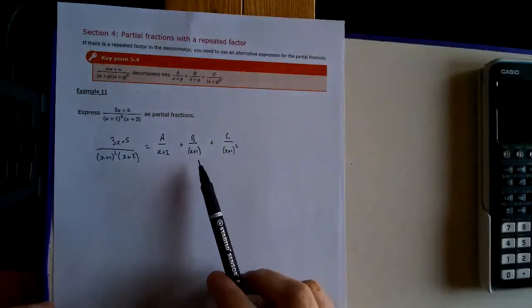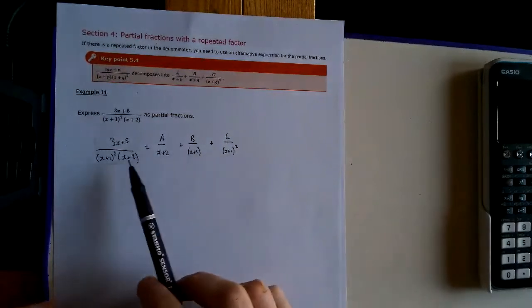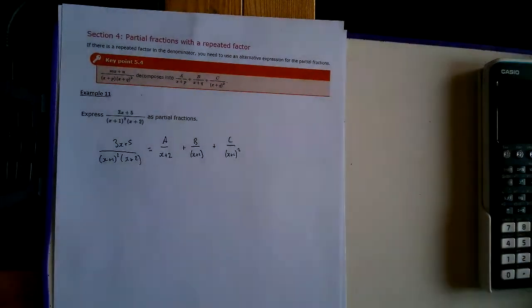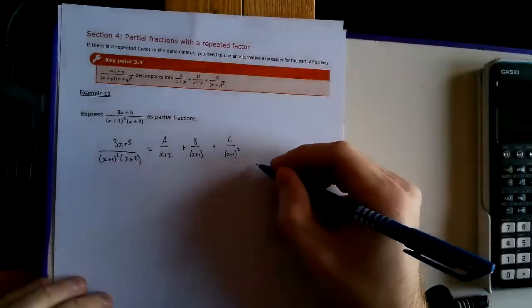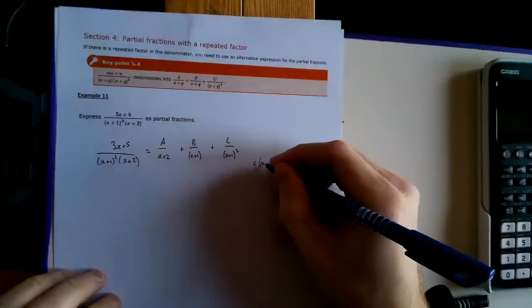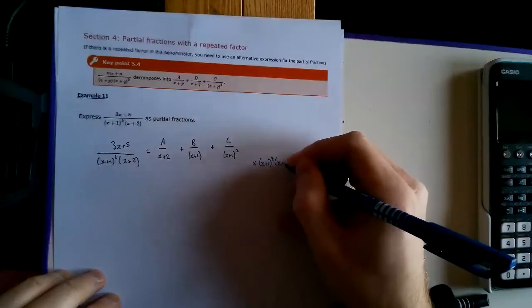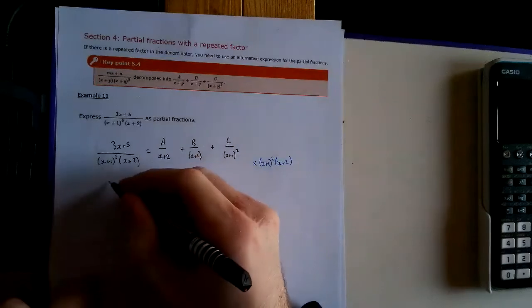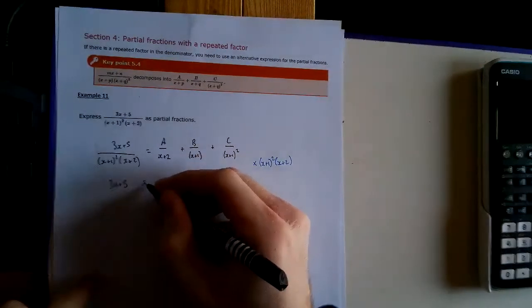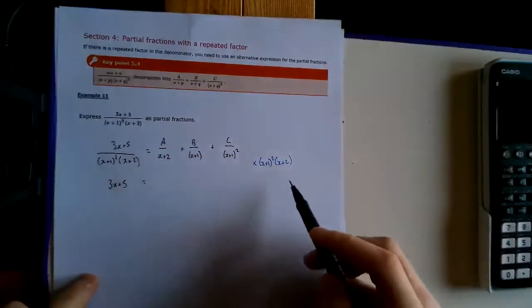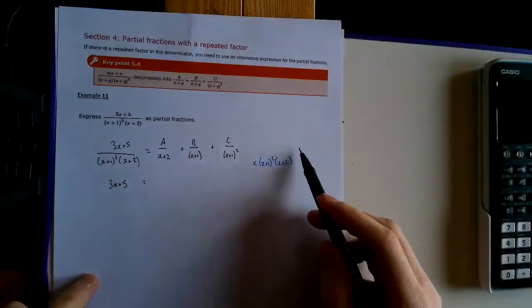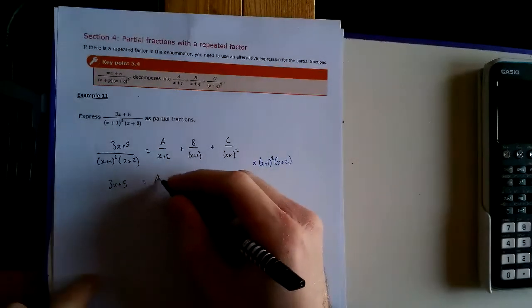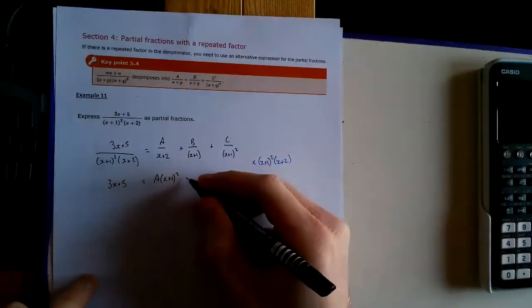Now, it's important we have the x plus 1 and the x plus 2 for reasons you'll see when we multiply up in a second. But it's the same thing as before. So we're going to times both sides by the denominator here, so x plus 1 squared times x plus 2. On the left-hand side, we're going to get just the top, so 3x plus 5. On this side, by times this fraction by x plus 1 squared, x plus 2, the x plus 2's will cancel out, so I'll just get x plus 1 squared.